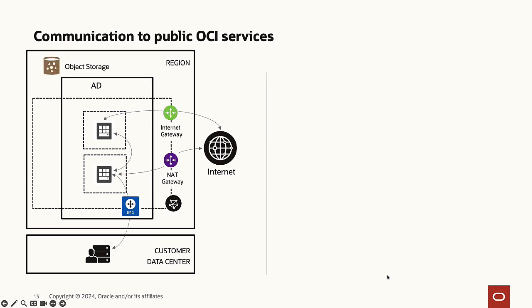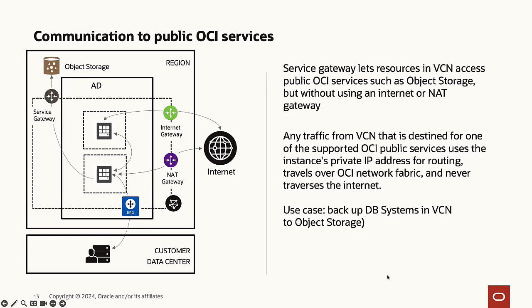All right, and then last up for gateways, we also have a service gateway. So with the service gateway, this is going to let resources in your virtual cloud network access public OCI services such as object storage, but without using an internet or NAT gateway. And any traffic from the virtual cloud network that's destined for one of the supported public services is going to use the instance's private IP for routing, and the traffic is going to travel over OCI's network fabric and stay on OCI's backbone. It's never going to traverse over the public internet.